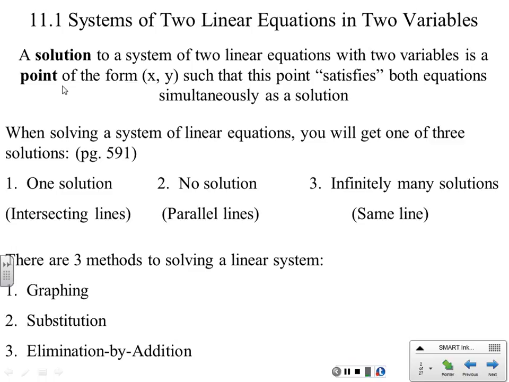3 methods to solving a linear system. You can graph these. I do not recommend it. Or substitution and elimination, which are the 2 methods that I do recommend. Okay? The reason I don't recommend graphing is because sometimes when you graph these 2 lines, they're going to intersect maybe not at a definite point. In other words, it would be a fraction or a decimal. There's no way for you to pick out a fraction or a decimal on the graph and have it be exact. Okay? So that's why I say don't graph them.